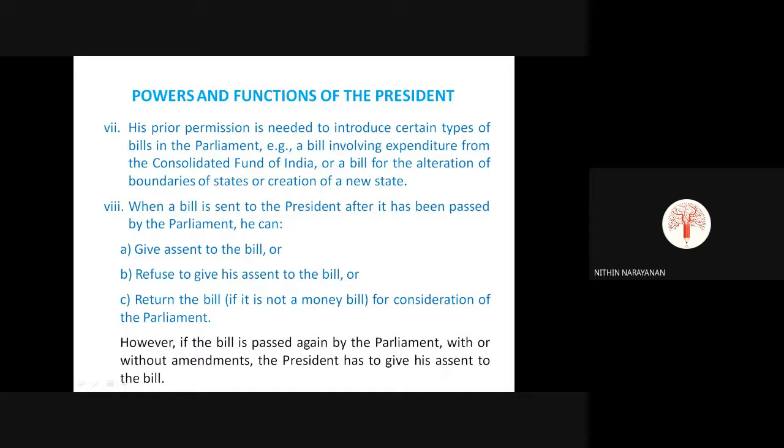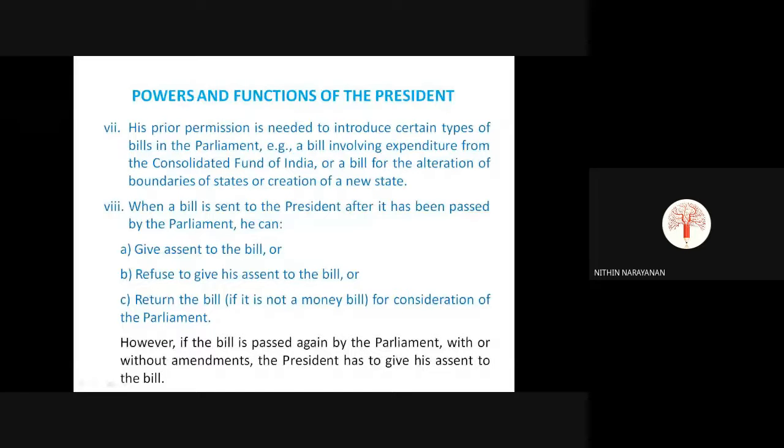So once such a bill is sent to the president, what can he do? He can give assent to the bill, or he can refuse to give his assent to the bill, or he can return the bill for consideration of the parliament. So these are the three things he can do. Whatever he does, if he returns the bill and the bill is again passed by the parliament, with or without amendments, the president has to give his assent to the bill.